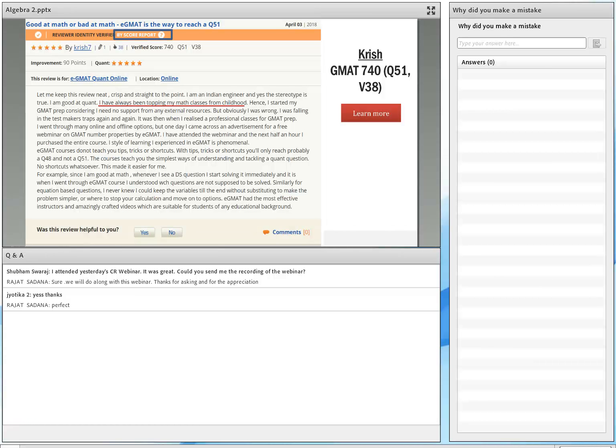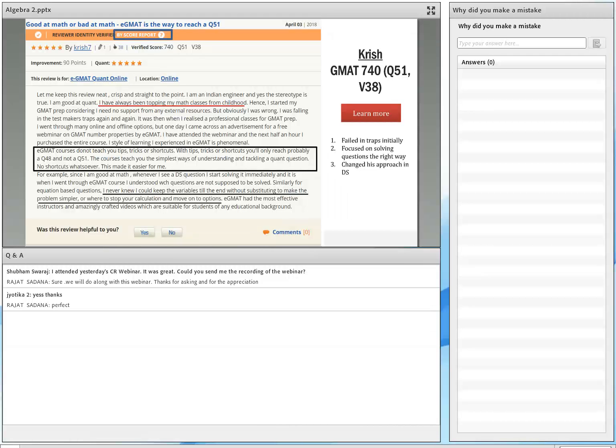So here's an example of a guy who did really well in his math in school, yet struggled to go beyond Q48, Q49, but was able to hit Q51 once he understood that he had to worry more about following the constraints, reading the question stem properly, and writing down the steps that he or she is going to go about while solving those questions. Especially this particular student faltered in data sufficiency. Once he started solving questions the right way, he's able to improve to Q51 fairly quickly.